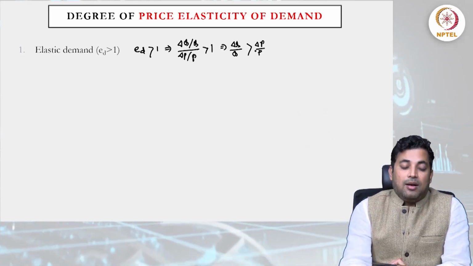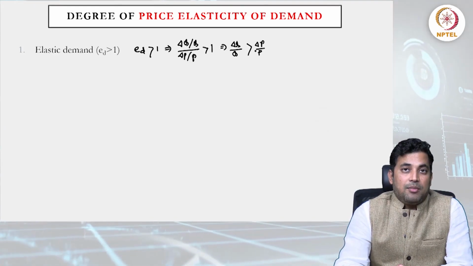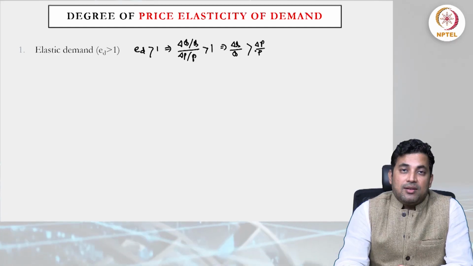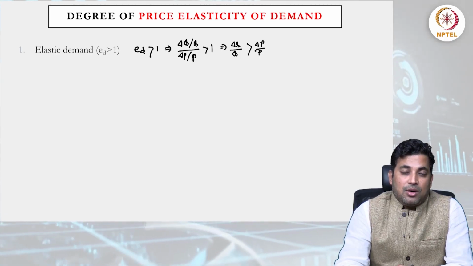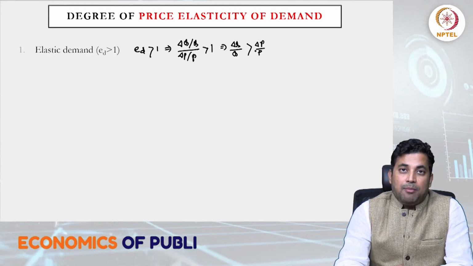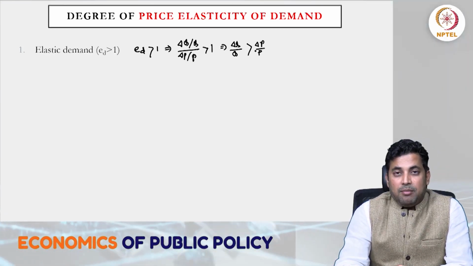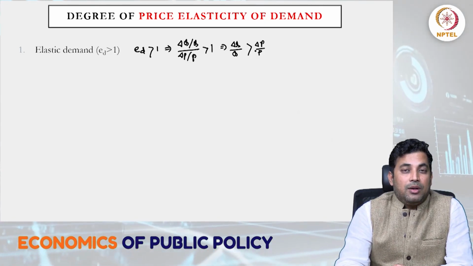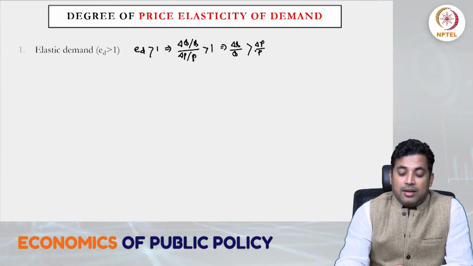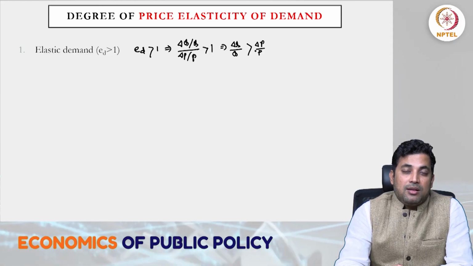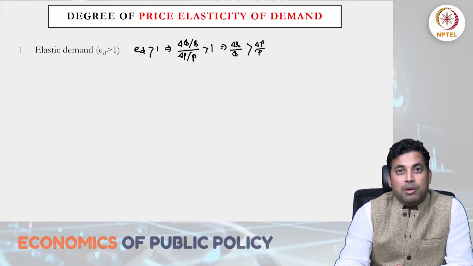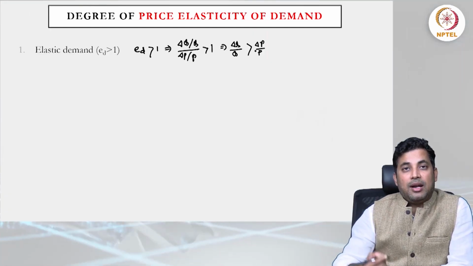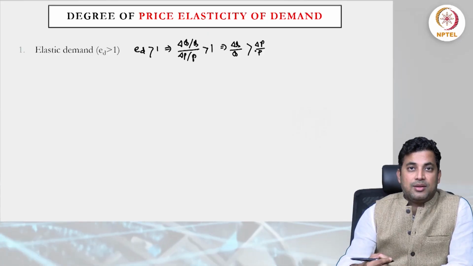So when demand for a commodity is elastic, the rate of change in the quantity will be higher compared to the rate of change in the price level. It means if we change the price by 1%, then the rate of change in the quantity demanded will be more than 1, so the value will be more than 1. That means the quantity is more highly demanded as the price is falling.